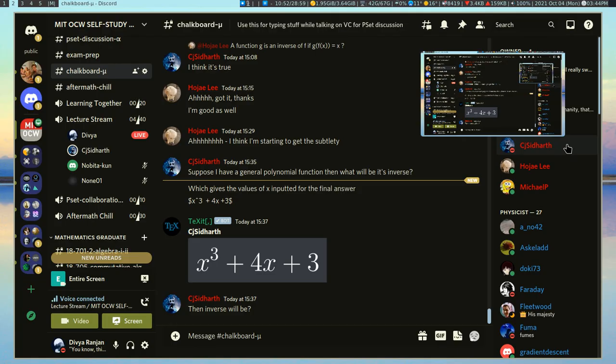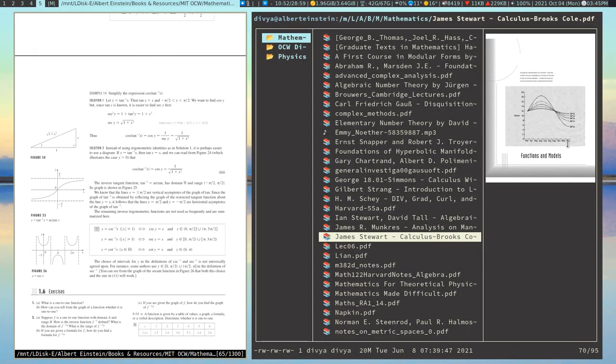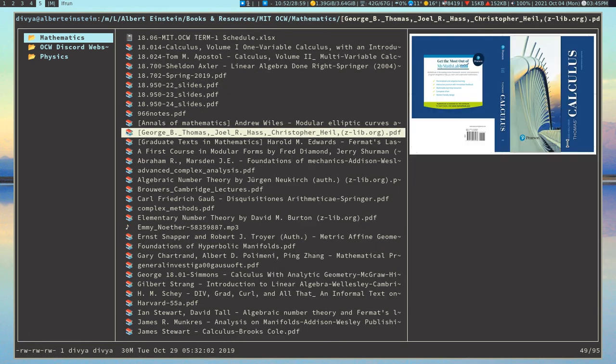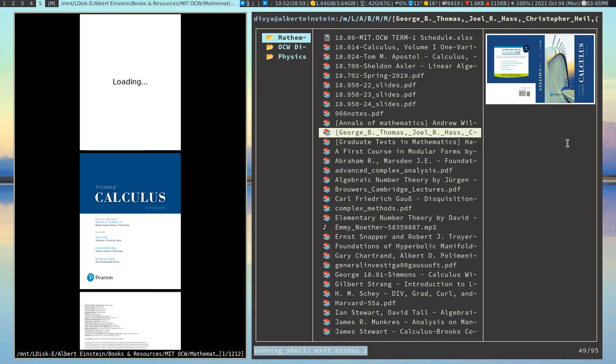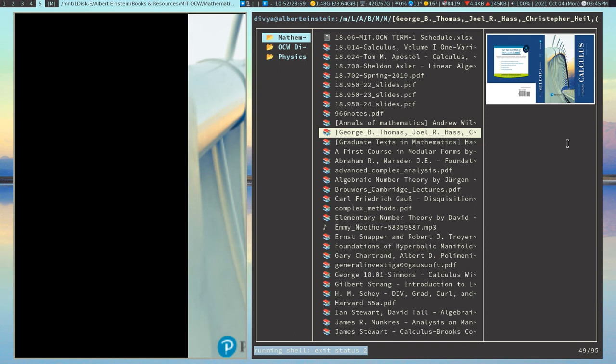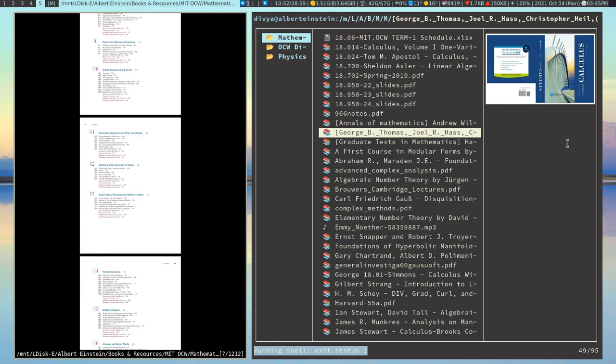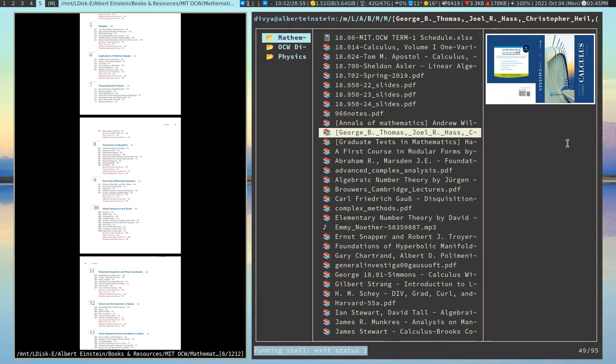The price is actually 749 now, I checked. So would it be a great book? It would be. The thing is, again, Thomas Calculus is good because it has both explanations and a lot of exercises.